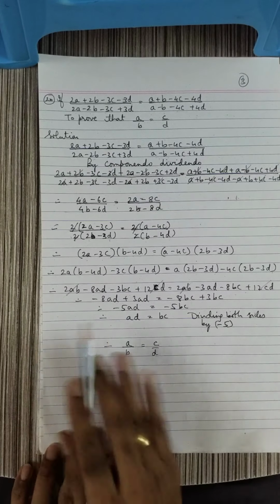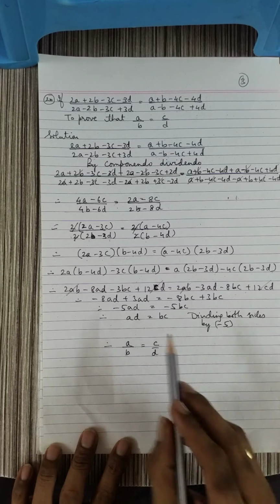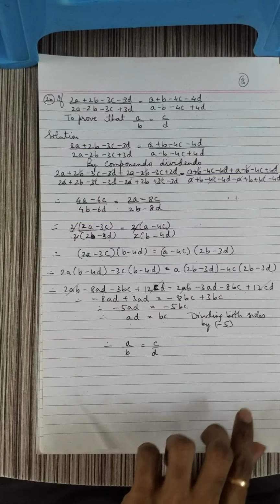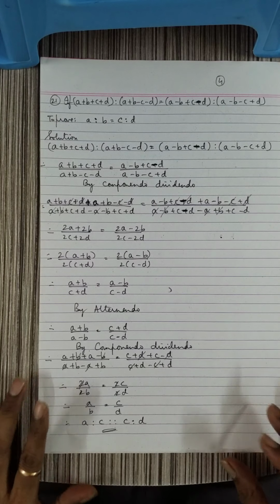Just open the bracket, cancel the same signs from both sides, and then whatever remains, you bring AD terms to one side and BC terms to the other side. Minus 5 you can cancel from both sides by dividing, and AD equal to BC, so A upon B is C upon D. So another simple sum of the same type. 21st is also of the same type.